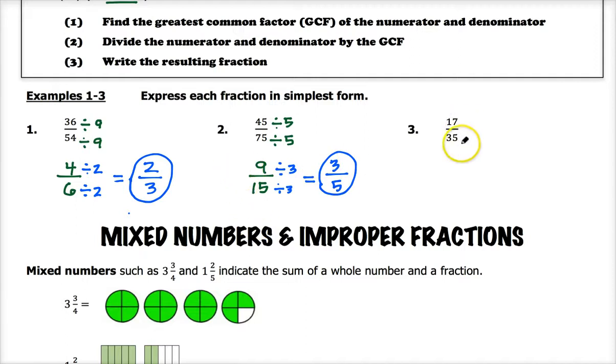Finally, 17/35. 17 and 35 don't have a GCF besides 1. 17 is a prime number, so it's only divisible by 1 and itself, and 17 does not go into 35. So for this problem, we really can't do any kind of reducing, so the simplified answer is simply 17/35.